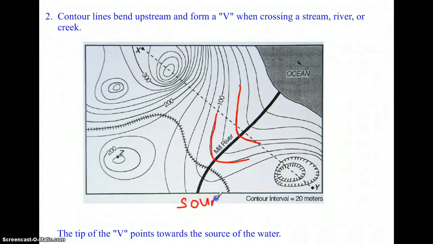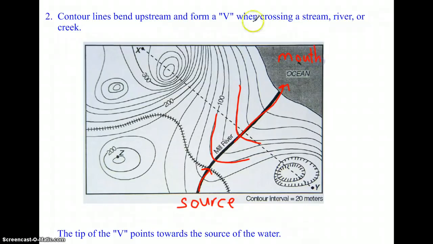And so the water is traveling from this bottom edge of the map. The river is flowing this way towards the ocean. And it eventually goes into the ocean, and that would be called the mouth of the stream or the mouth of the river.